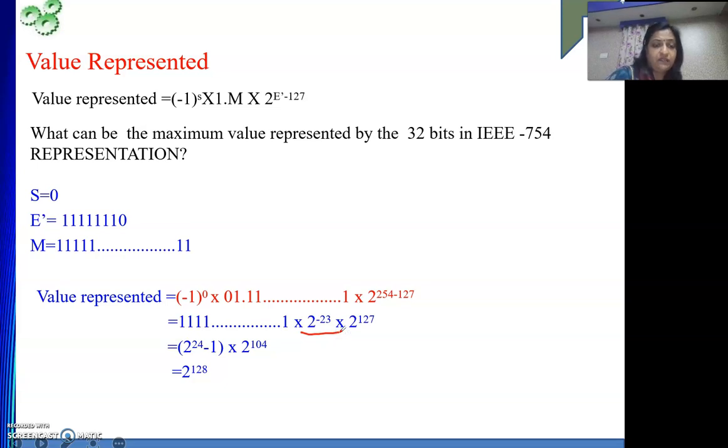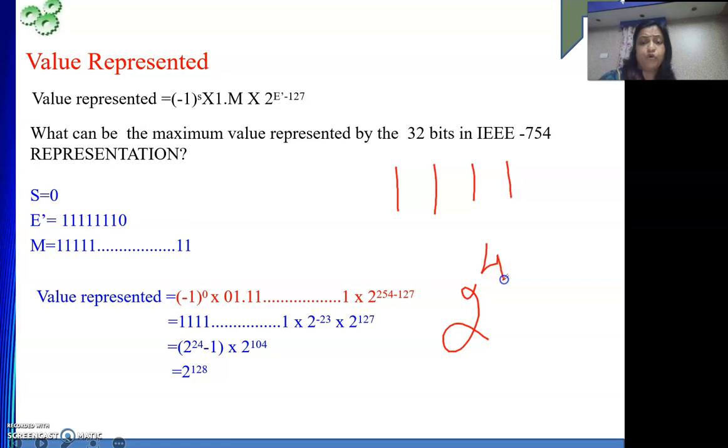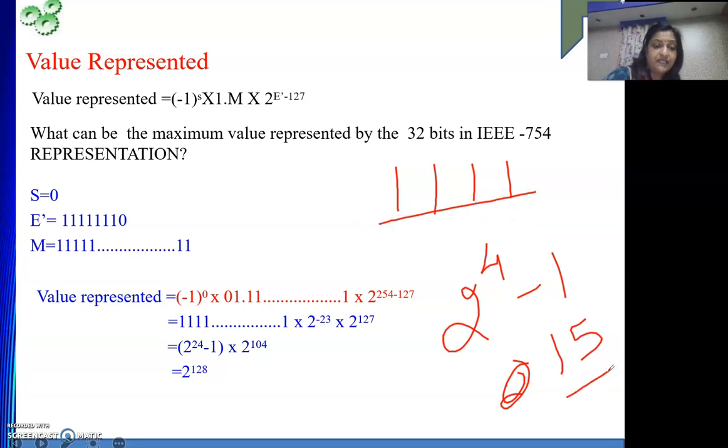Now see this part, to explain what is the value represented by this one. How many ones are there? 24 ones are there, right? I'll not write all 24. But one thing we know, in 4 bits, if 4 ones are there, what is the value represented? 2 to the power 4 minus 1. What is that? It is nothing but 15. So using 4 bits, the maximum value that I can represent, when all ones are there, is 15.